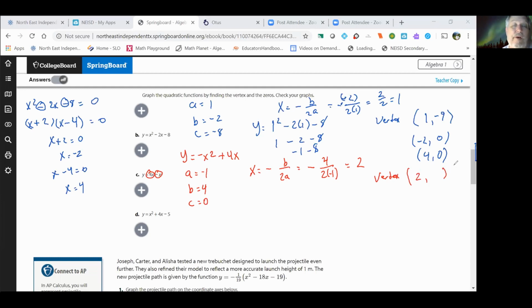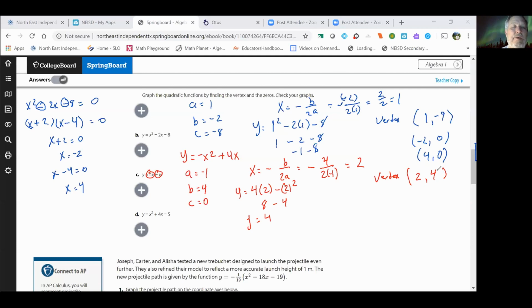So what is the y value? Well, we simply plug it back in. You can use either one of these equations. It doesn't matter which one. y is equal to 4 times 2 minus 2 squared. 4 times 2 is 8, minus 2 times 2, or 2 squared, is 4. So 8 minus 4, y is equal to 4. So that's my vertex.